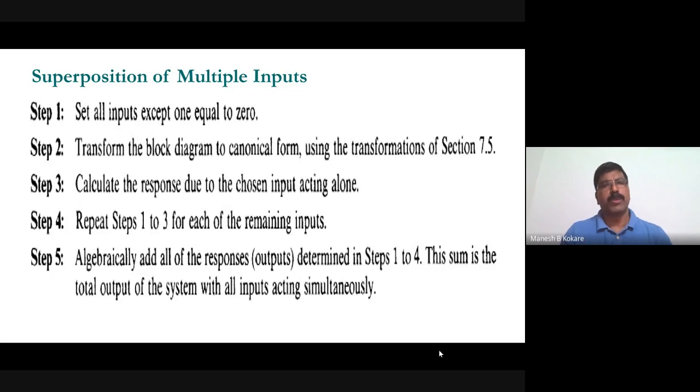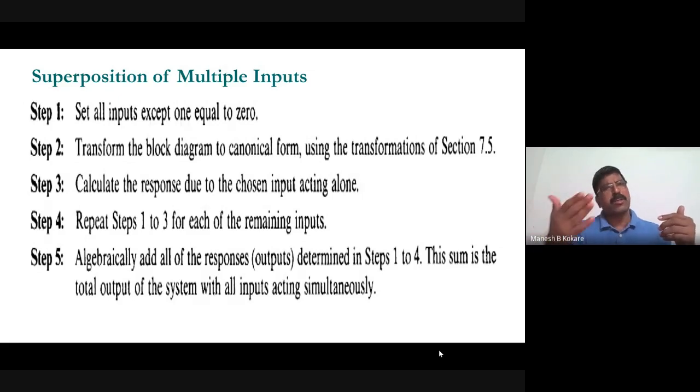For multiple input, multiple output, you have to use the superposition principle. Superposition principle means when you are considering one input, at that time, you have to consider the other input as 0 and then find the transfer function C1 by R1. When you are considering the second input, at that time, you have to consider the first input as 0 and then find the transfer function C2 by R2.